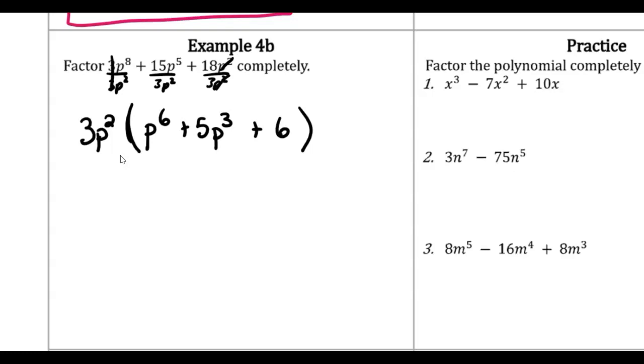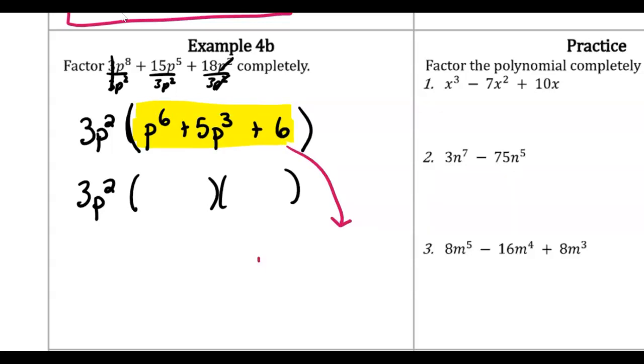Okay, now what you're going to do is factor what's left inside the parentheses. So if you look at this piece right here inside the parentheses, it's a trinomial. So it can be factored using, I'm going to come down here to do it, what multiplies to AC, which is 6, and adds to 5. And that's going to be 2 and 3.